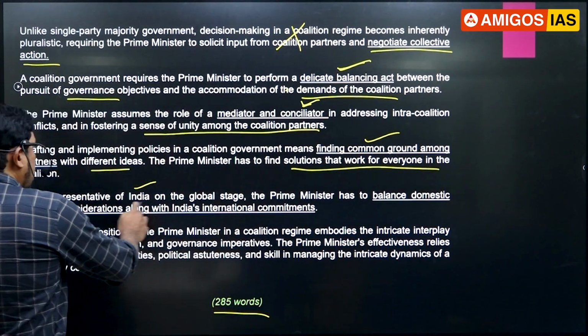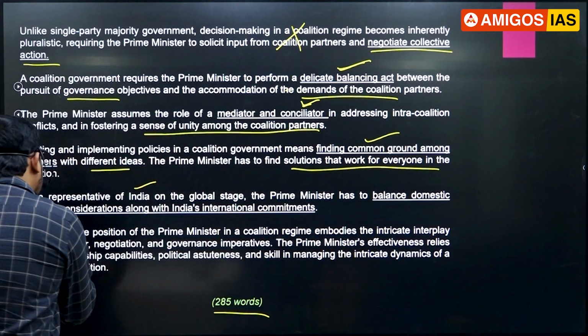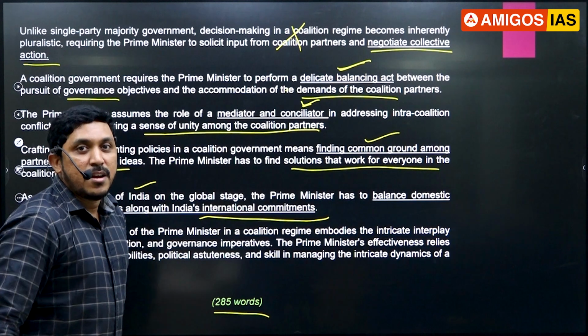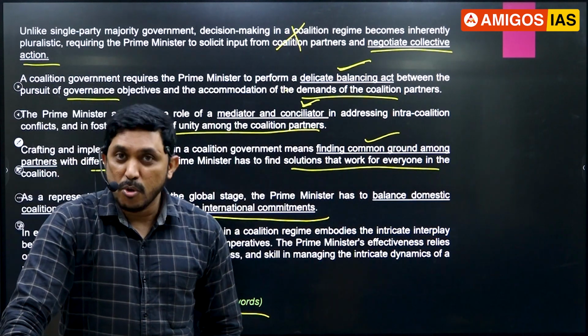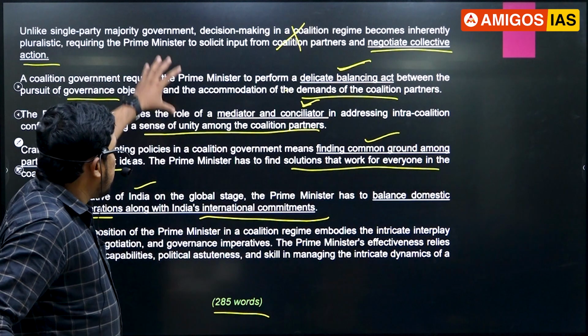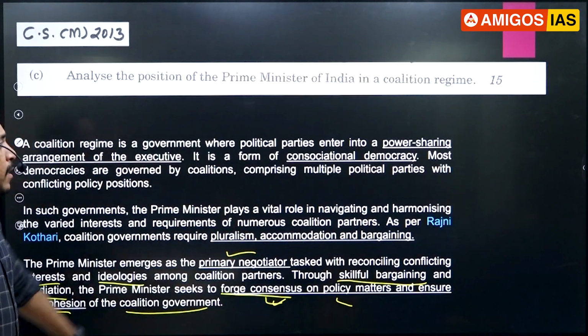Now, as a representative of India on the global stage, the Prime Minister has to balance domestic coalition considerations along with India's international commitments as well. Both have to be balanced here. That means not only in the domestic area but in the international sphere also. That means you have addressed all the important keywords, as you can see from the beginning of the answer.